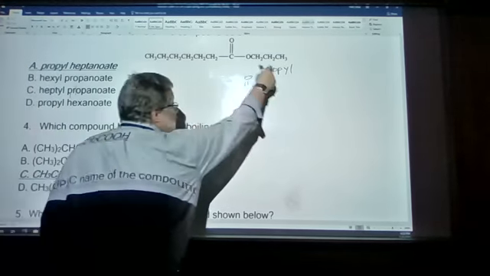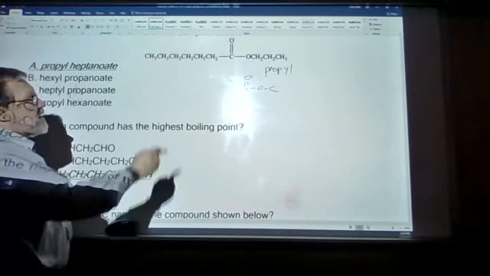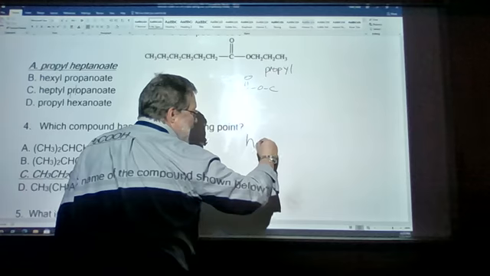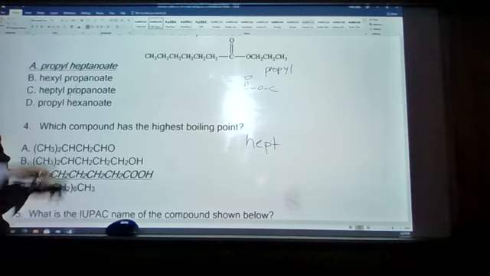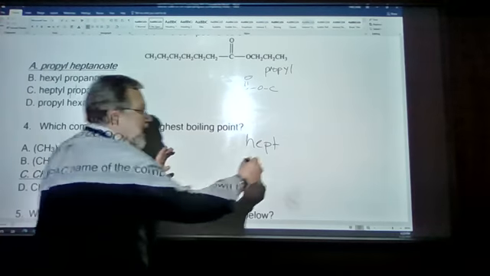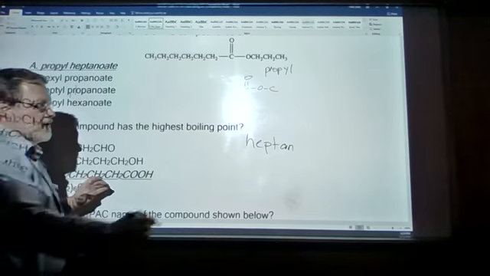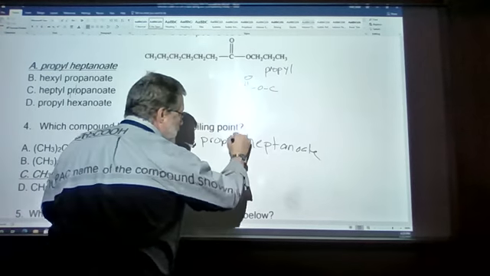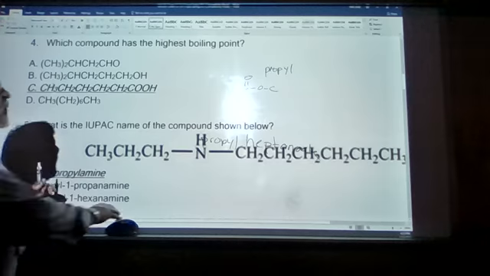The name of this group goes first. How many other carbons do we have remaining in our carbon chain? 1, 2, 3, 4, 5, 6, 7. 7 carbons is a hept. There are no other double bonds or any other functional groups, just a straight hydrocarbon. Heptane. The ending for an ester is oate. So this is propyl heptanoate. Answer A.